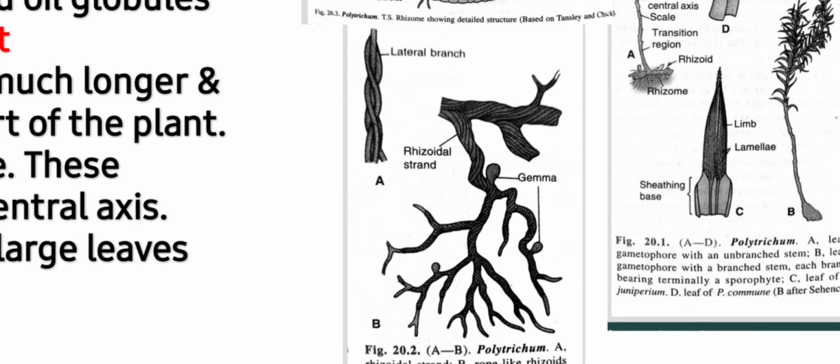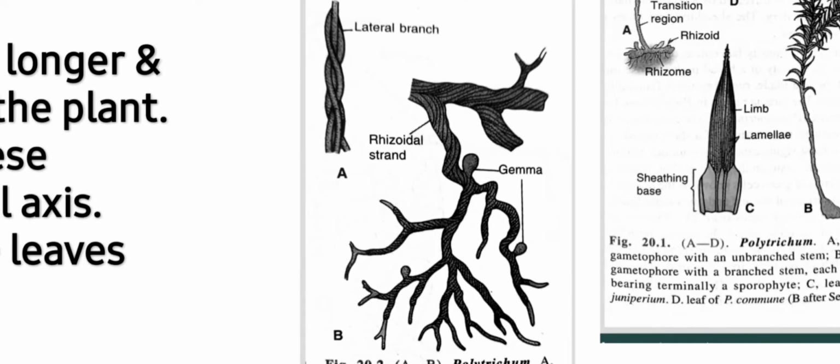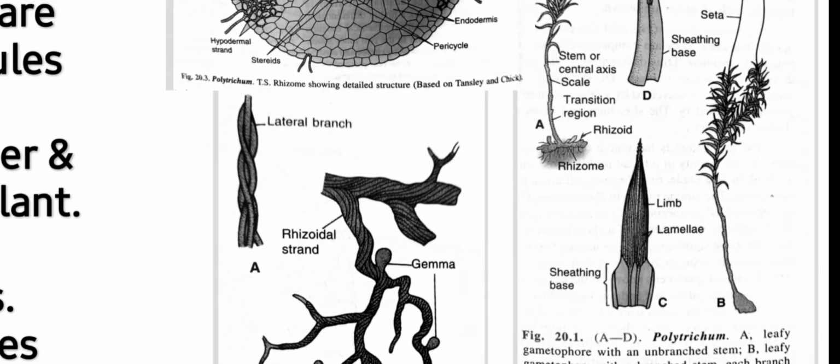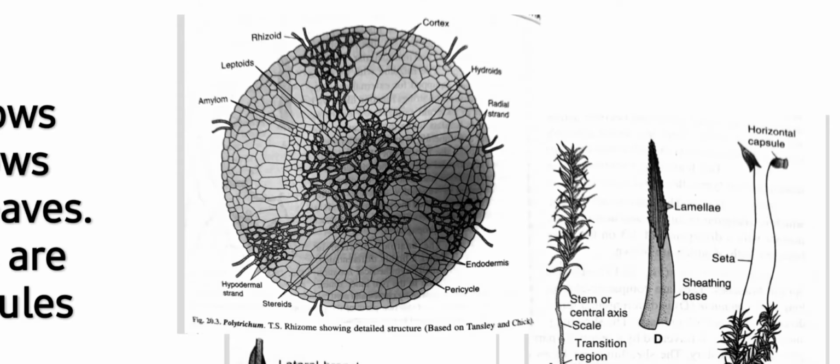You can see in this image, rhizome is there and it further bears rhizoidal strands and sometimes bears gemmae or tube-like structures which help in vegetative reproduction. In this image, you can see the internal structure of the rhizome, and you can see that the central portion is represented by the hydroid, which resembles the xylem of highly evolved plants. Then the hydroid is surrounded by small cells which are known as leptoid.